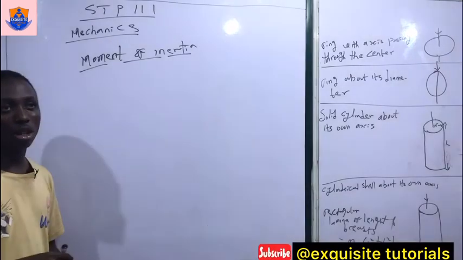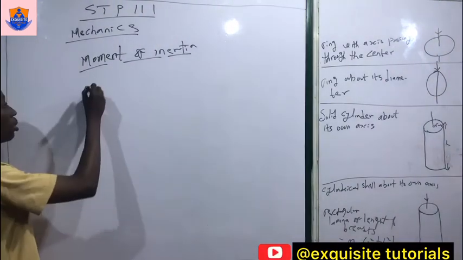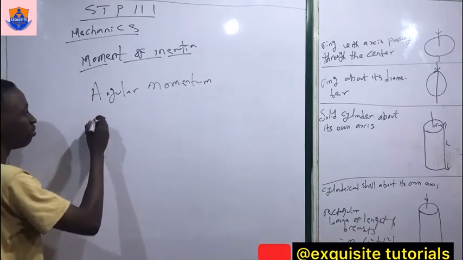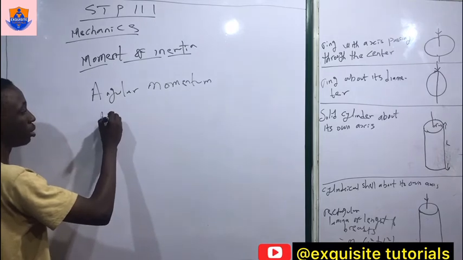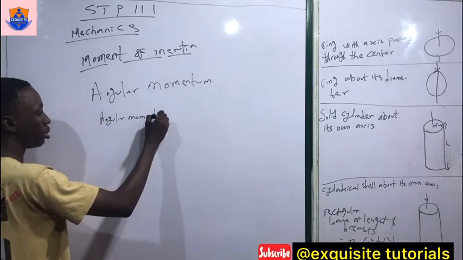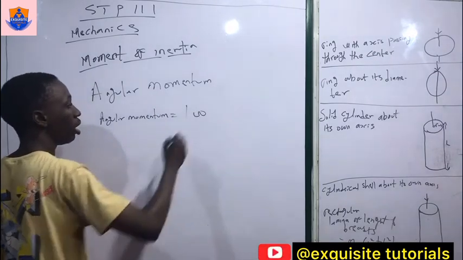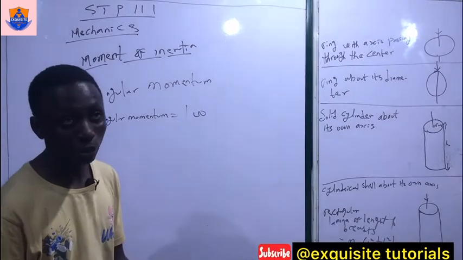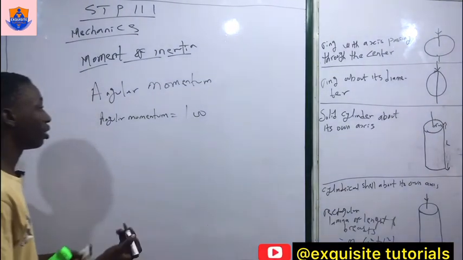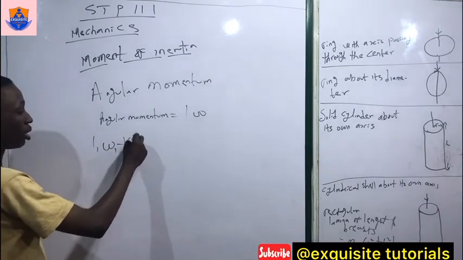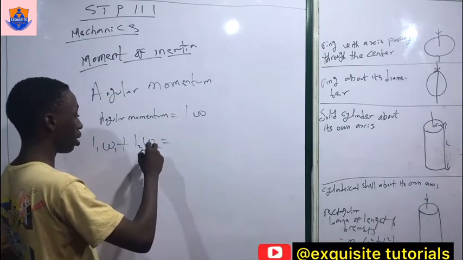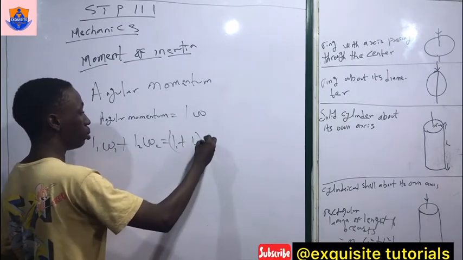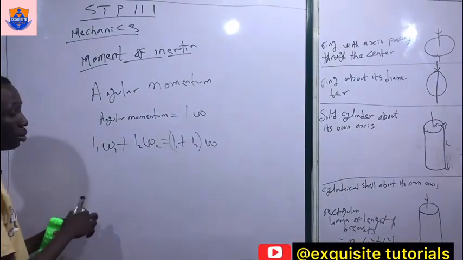Okay, now we're going to look at angular momentum. The formula for angular momentum is equal to moment of inertia times angular velocity. Just as we have conservation of normal momentum in Newton's laws of motion, we also have conservation of angular momentum. So we can have I1 W1 plus I2 W2 is equal to I1 plus I2 times W. So we can have conservation of angular momentum like this.